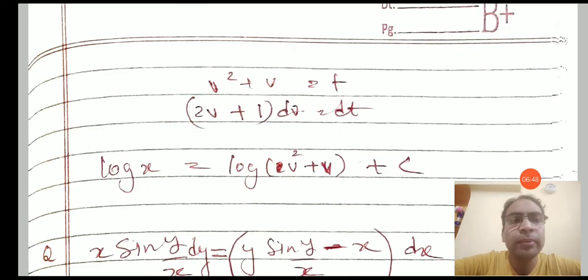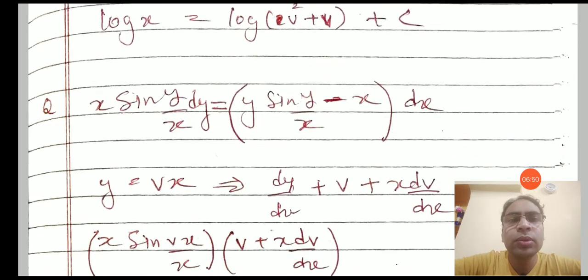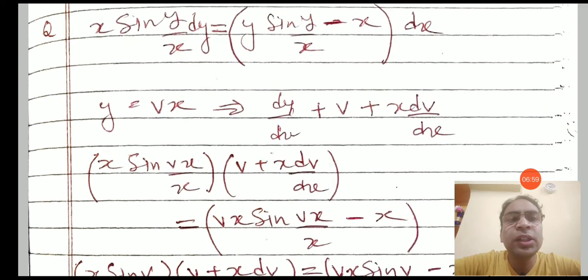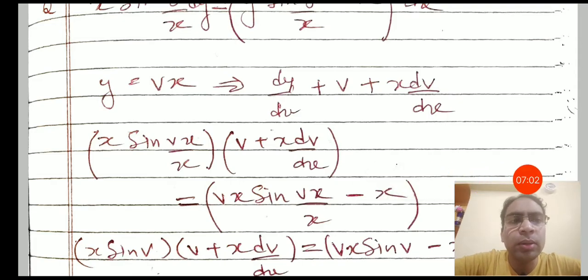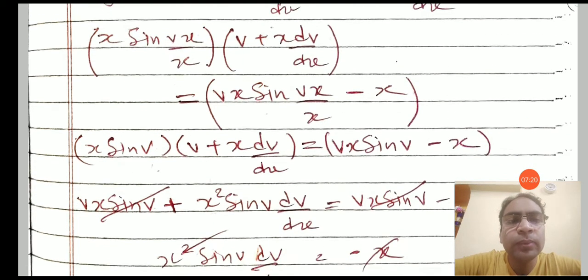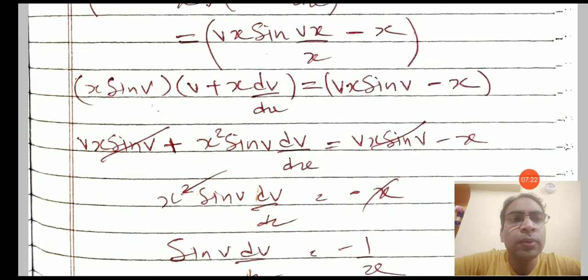Let us see one more question based on the homogeneous equation. So this is x sine of y upon x dy is equal to y sine y upon x minus x dx. So first we need to perform the substitutions. We need to substitute y as vx, and then dy upon dx as v plus x dv upon dx. So just by doing these substitutions and solving the equation, you can see the solution and you can match the equations.